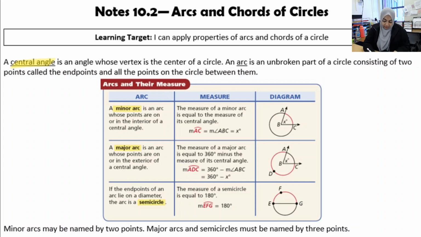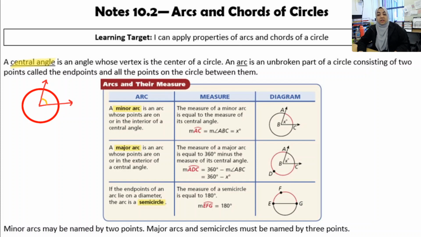So for example, if I was going to draw a circle right over here, and I was going to create an angle coming out from the center. So here's my center, here is an angle. The central angle would be this one right over here, okay? That's called the central angle.